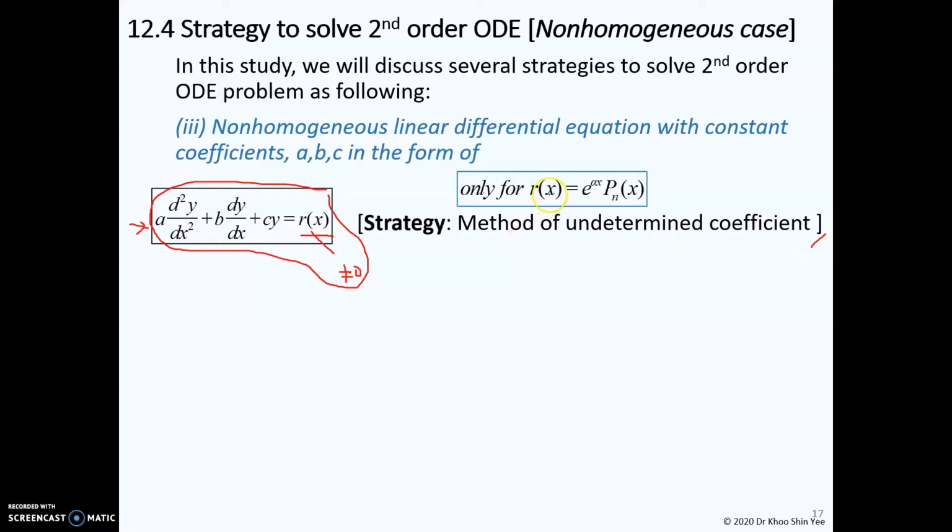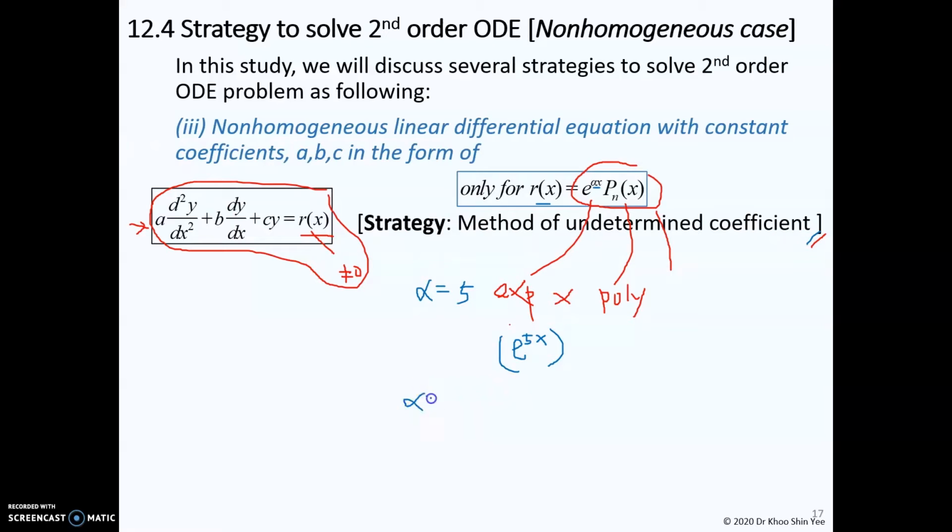This method can be applied when the right-hand side function is equal to an exponential function, polynomial function, or the multiplication between exponential and polynomial function. So when you have alpha equal to a real number, for example alpha equal to 5, then in this case you have exponential 5x. If your right-hand side is equal to exponential 5x, we can solve it using the method of undetermined coefficient.